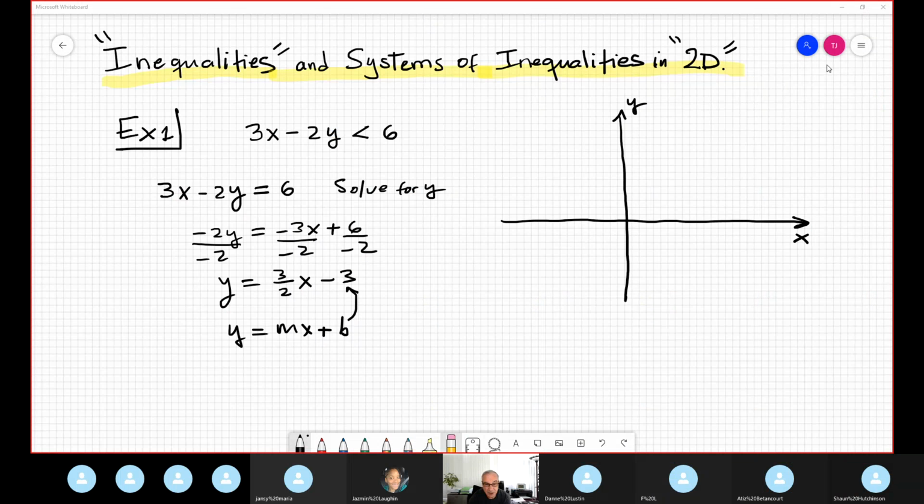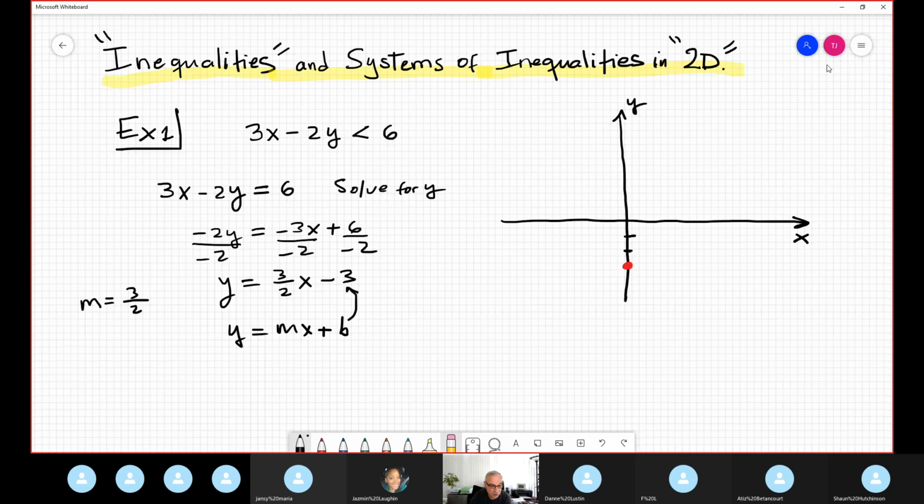So y-z is -3, -1, -2, -3. I plot that point. Okay, that is y-z. And from this point, using a slope, in our case, the slope is equal to 3/2.